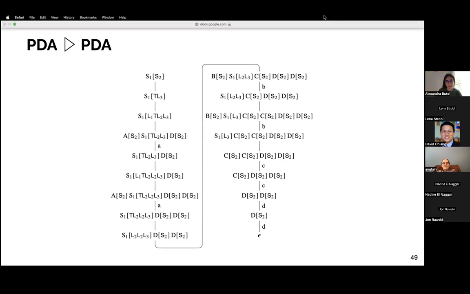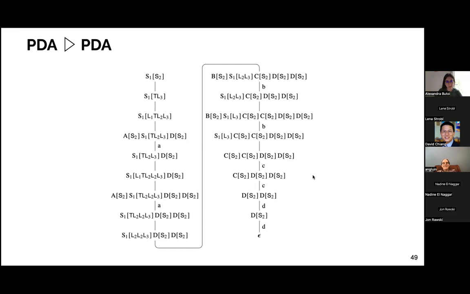If you want, I can stop for a bit to have a closer look at this. But yeah, all these nodes are one of the cases that I talked about.